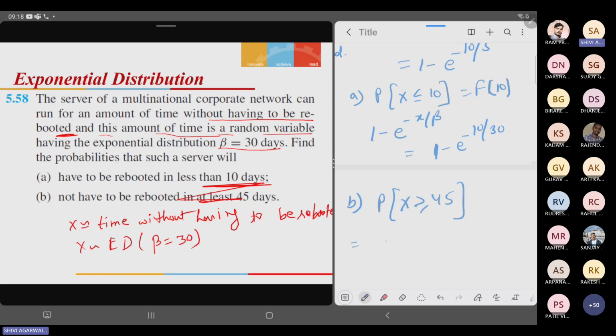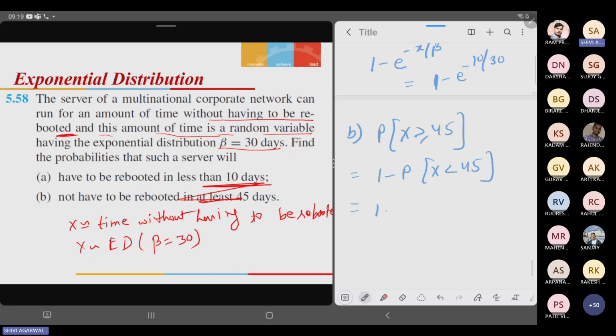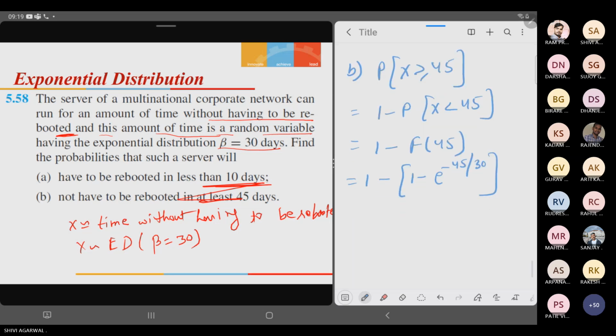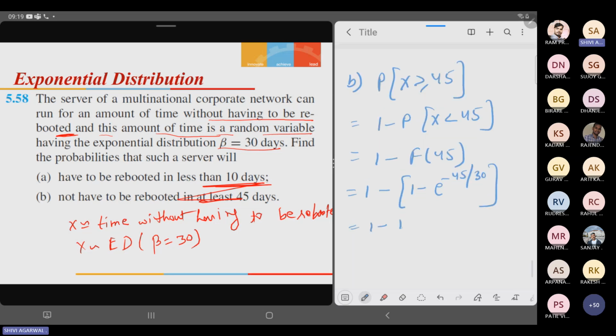Okay. So that is what? 1 minus probability when x is less than 45 days. By the concept of the density function, so 1 minus F of 45. So 1 minus e to the power minus 45 upon 30. Open it: 1 minus 1 plus e to the power minus 45 by 30.